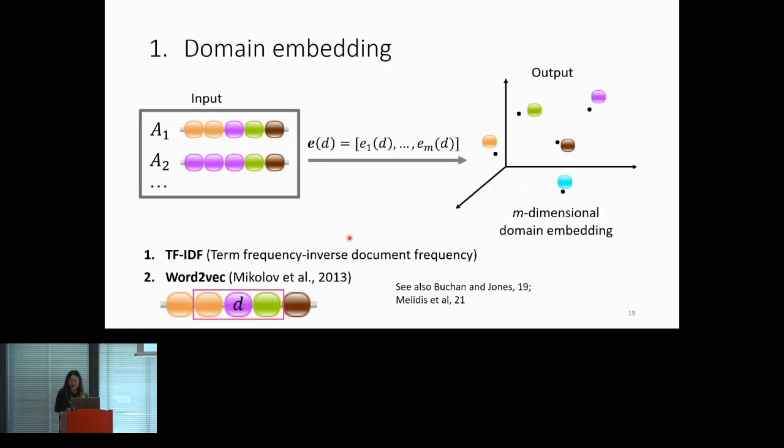So in the first stage, we construct domain embeddings. Each domain D is represented as an m-dimensional vector E of D. The dimension m depends on the specific information retrieval or natural language processing technique that is used to construct the domain embedding. In this work, I'm going to show you 2 examples, TF-IDF and Word2Vec. A few other people also did domain embeddings with Word2Vec.